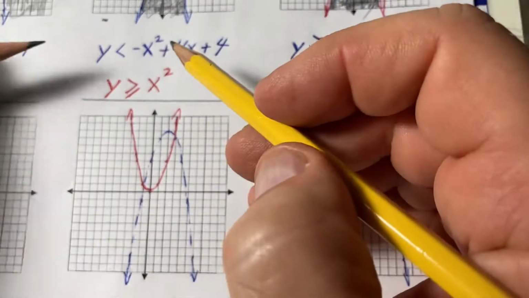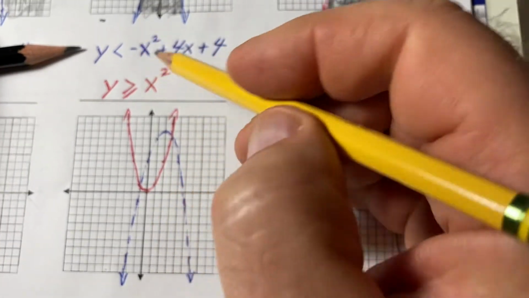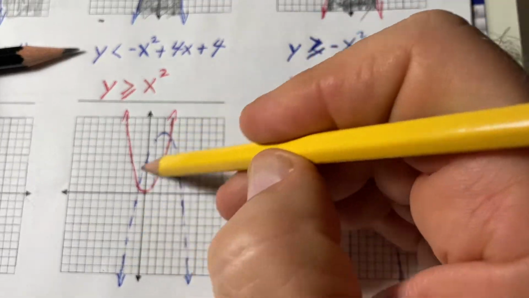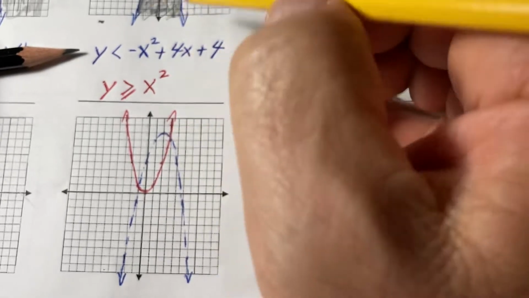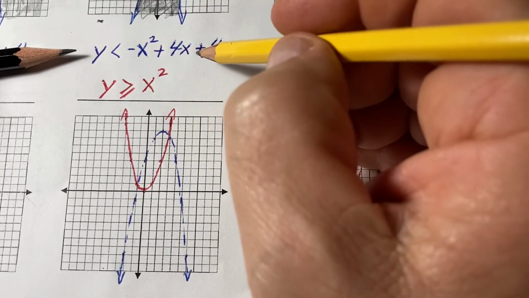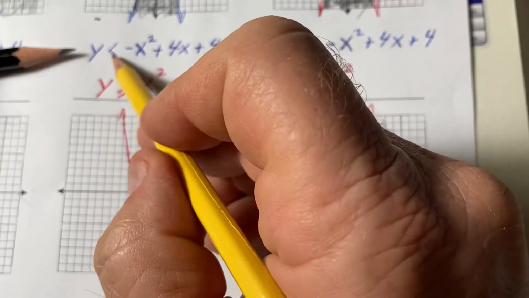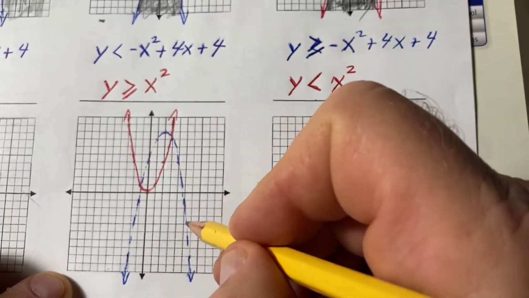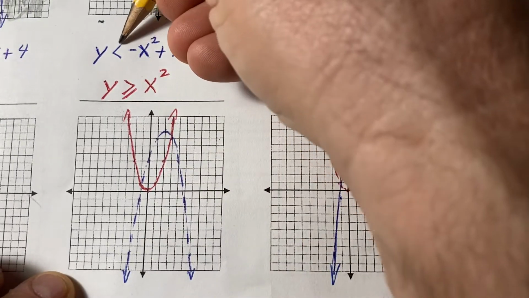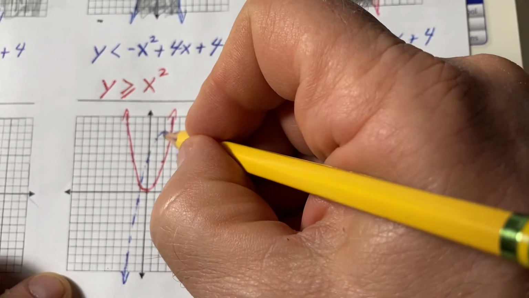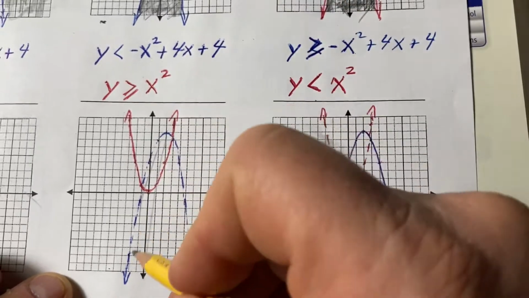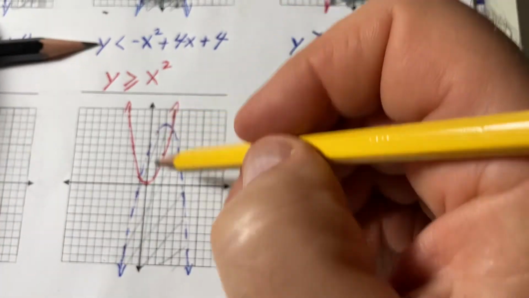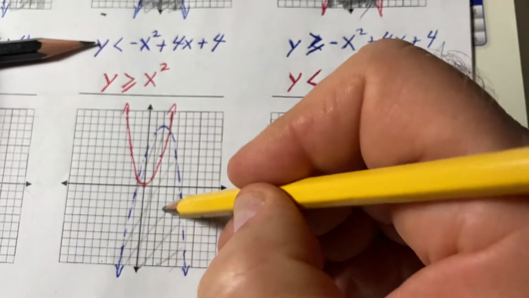Okay, for this equation, it's that one right there. It's this curve, 2, 8. Remember, you have to find the vertex, negative b over 2a. Okay, it is a dashed line. That's a dashed line. This is a dashed line. And you shade below. So it's from the vertex, I'm shading below. So this area right here is below that curve.